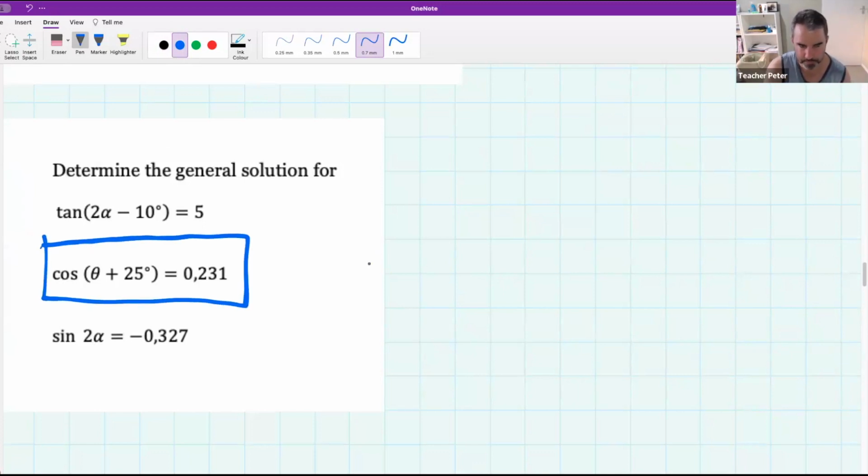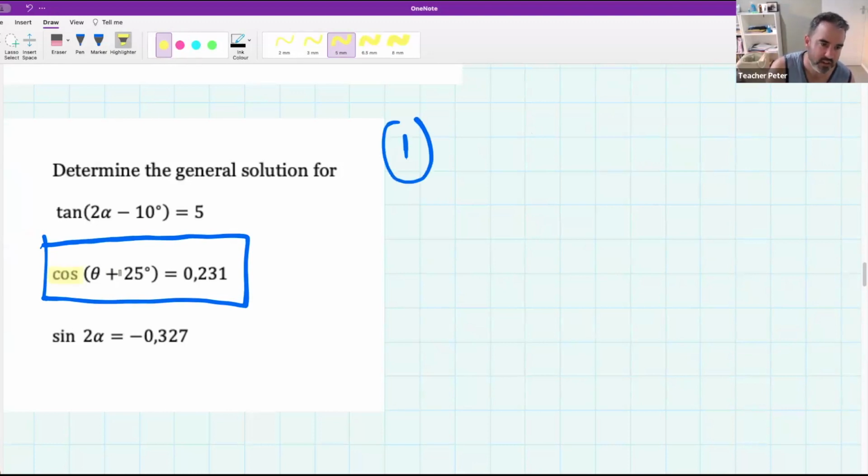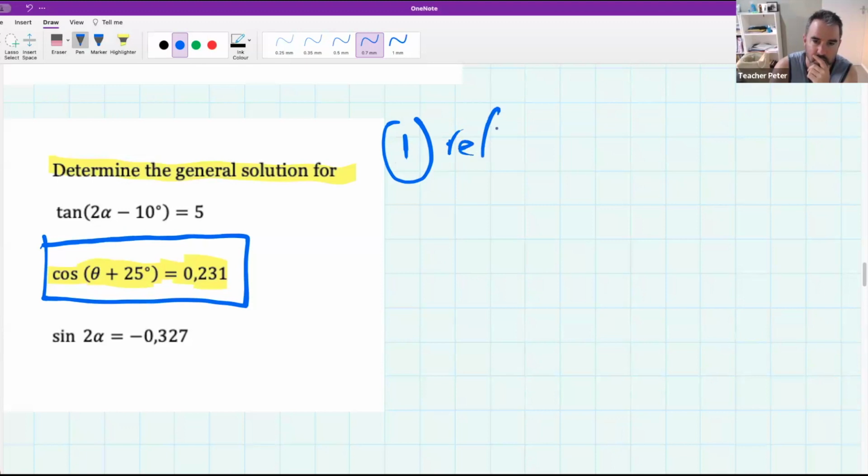Let's start with this one. What do you think my first step is going to be in solving the trig equation, the cos of theta plus 25 equals 0.231? What do you think my first step is going to be? And it's a general solution. Simtanda, let's go to you. What do you think my first step is going to be? We take cos to the other side, so we're going to shift cos on a calculator.